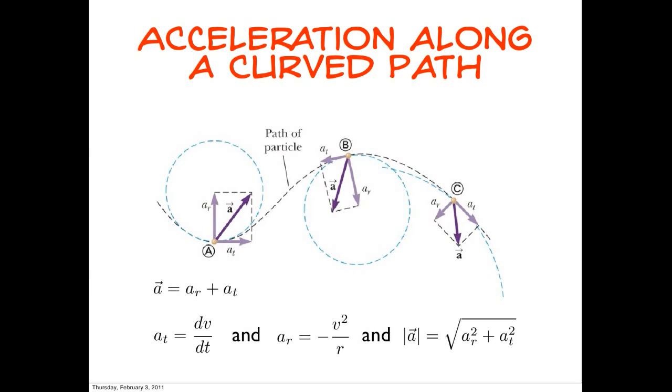Note that the radial component and the tangential component of the acceleration vector are perpendicular to each other. Thus, the magnitude of the acceleration vector is equal to the square root of the radial component squared plus the tangential component squared. I'd also like you to note that the radial component of the acceleration is equal to the opposite of the magnitude of the centripetal acceleration. The negative sign here indicates the direction of the radial component of the acceleration. The negative sign means that the radial component is pointing inward.